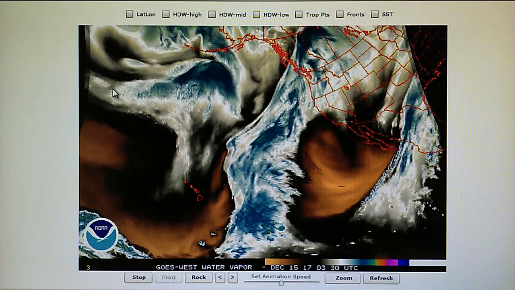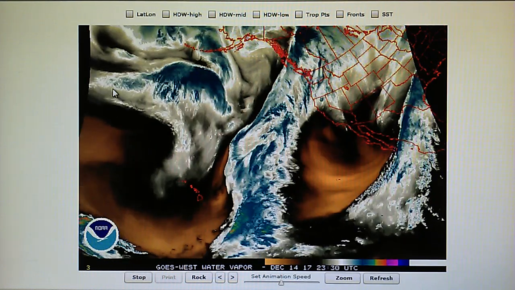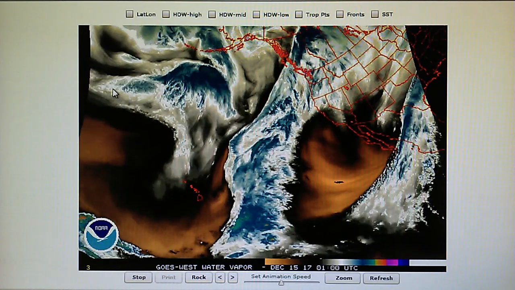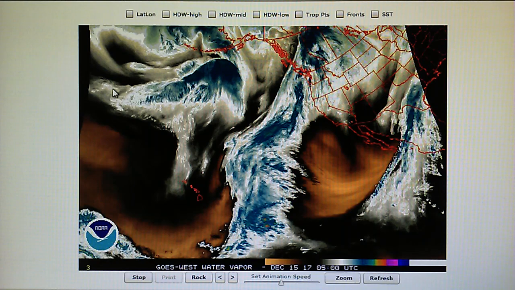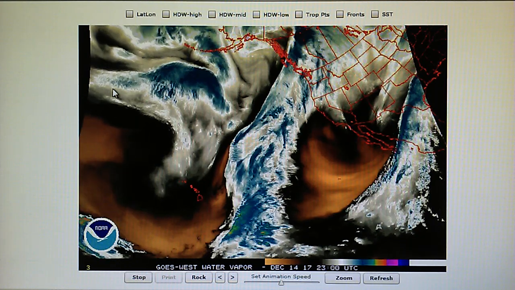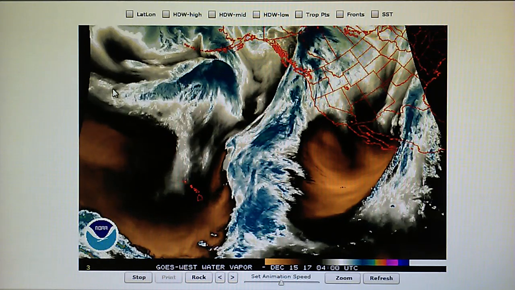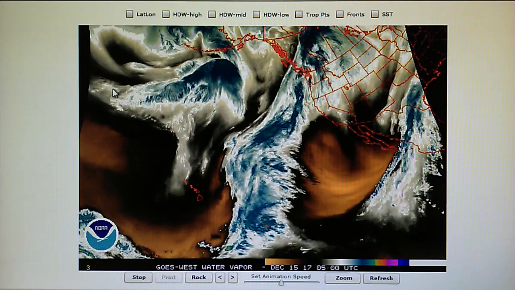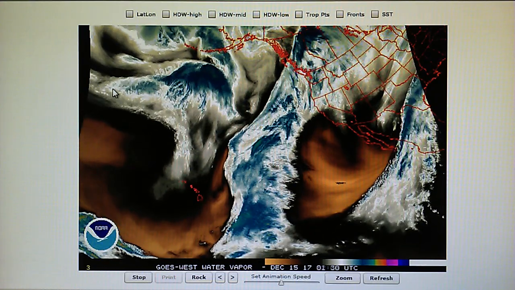So we have 9% relative humidity right now in the foothills of Los Angeles. The dew point is 8 degrees, and the barometer is reading 30.10 inches. All right, so the temperature's on the rise. We're at 70 degrees now, and we're looking at the northeast Pacific water vapor loop.